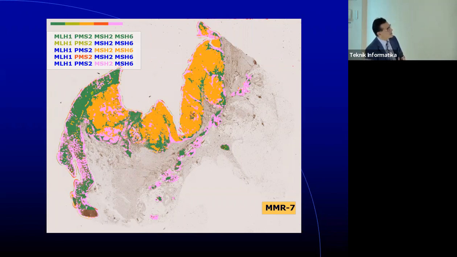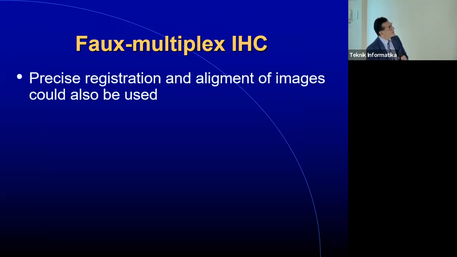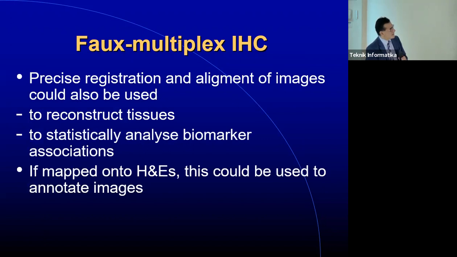What you can see here is that this part of the tumor has this profile where MLH1 and PMS2 are expressed, but MSH2 and MSH6 aren't. This part of the tumor, which is basically normal, is expressing all 4 of these proteins. By doing this histogenic molecular mapping, you can identify regions of interest. And by doing it more precisely, you can do what we call faux multiplex immunohistochemistry, which allows precise registration and alignment of images and therefore a slightly more precise annotation, and use this for annotating images.